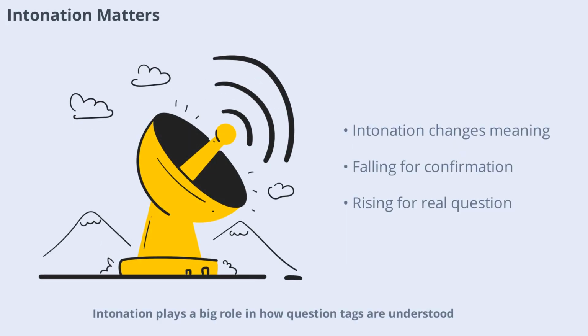Intonation plays a big role in how question tags are understood. The way your voice rises or falls at the end of a sentence can change its meaning. If you use a falling intonation, you're usually just confirming something you already believe. If you use a rising intonation, you're genuinely asking a question and looking for information.